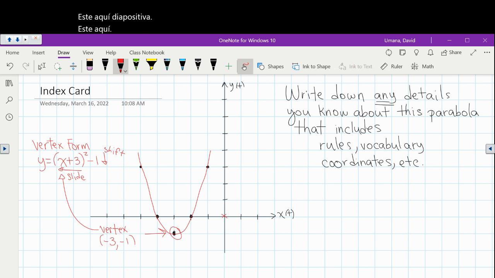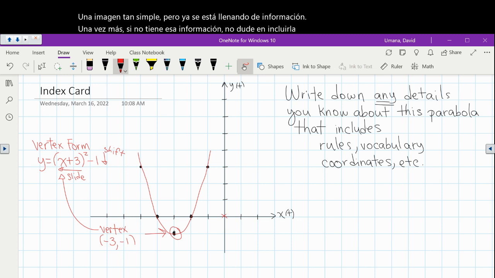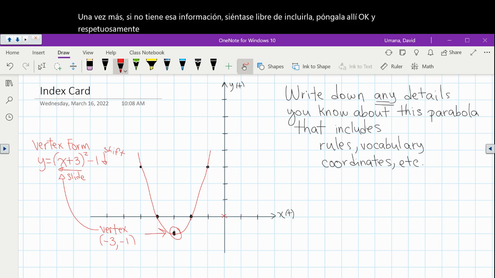Such a simple picture, but it's already filling out with information. Again, if you don't have that information, feel free to include it. Put it in there. And respectfully, I need you guys off the phone.